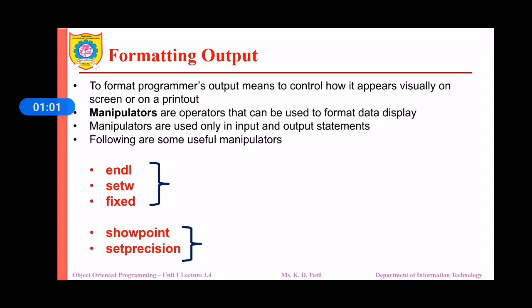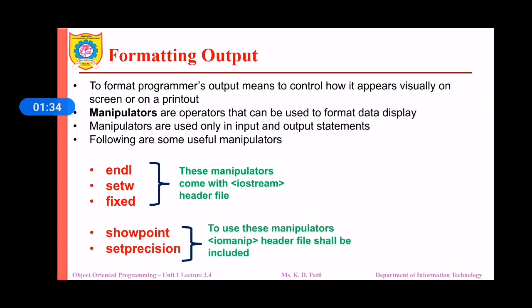There are different manipulators available in the C++ programming language, but we are going to see a few of them. We are going to see these 5 manipulators: endl, setw, fixed, showpoint, setprecision. If you want to use the first 3 manipulators, that is endl, setw and fixed, no need to include an extra header file. These manipulators come with the iostream header file, but if you want to use the next 2 manipulators, that is showpoint and setprecision, then you need to include the iomanip header file in your program.